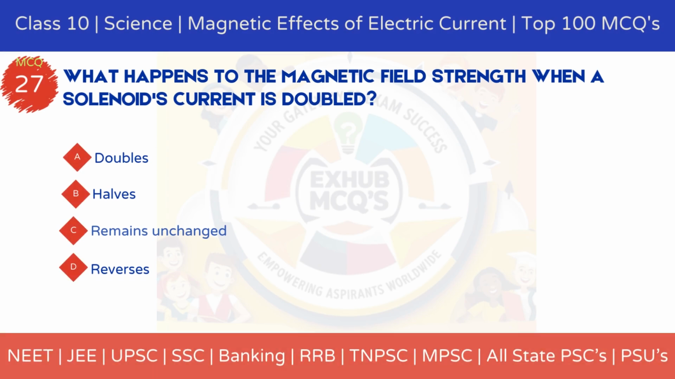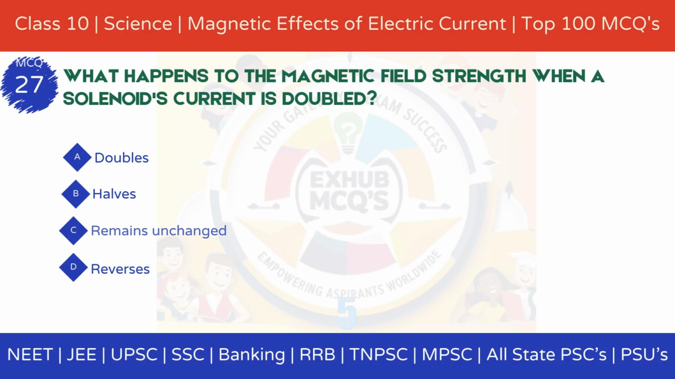MCQ 27. What happens to the magnetic field strength when a solenoid's current is doubled? Option A, doubles. Option B, halves. Option C, remains unchanged. Option D, reverses.